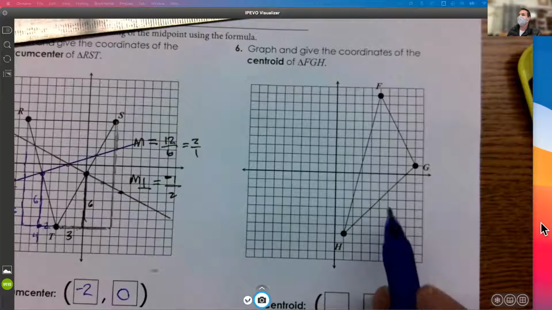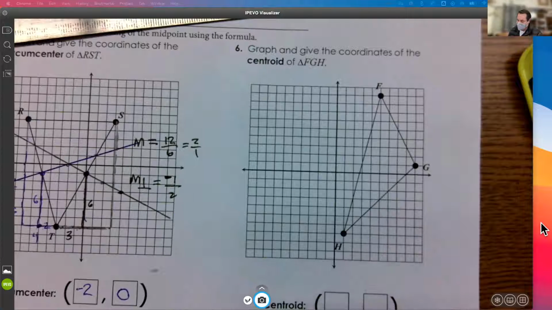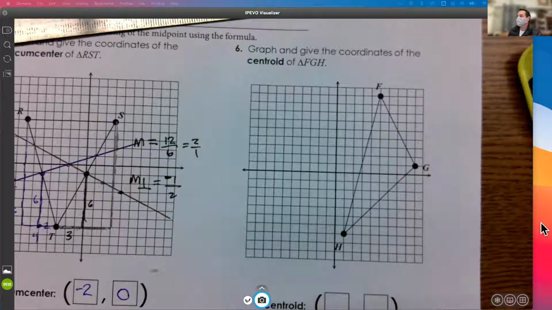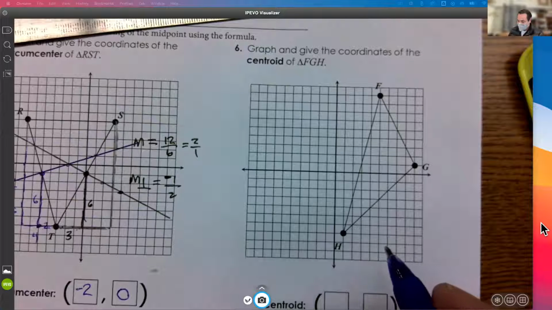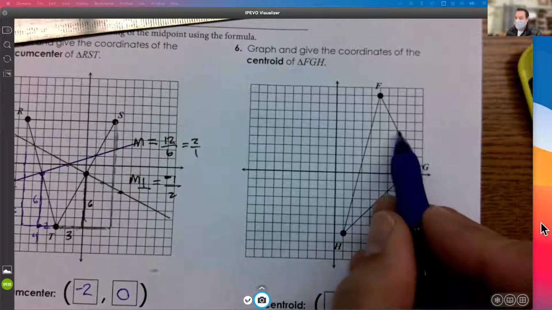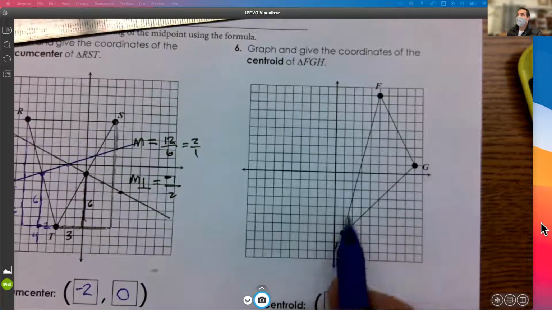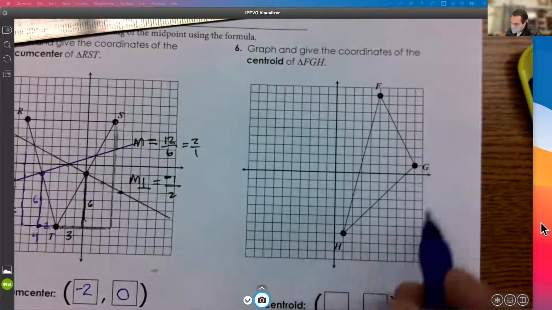So let me interrupt you for a second. How would that change for the centroid? Centroids are formed by 4 or by 3 what? Medians. Good. And the median means I just need the midpoint connected to the opposite side.